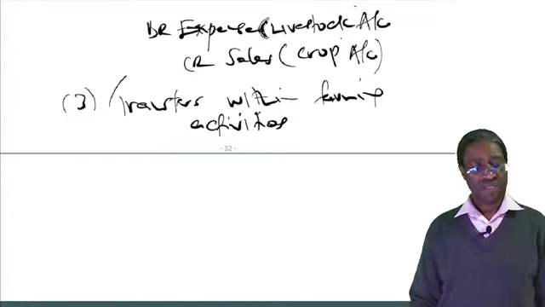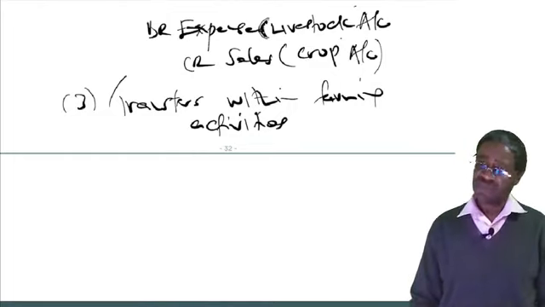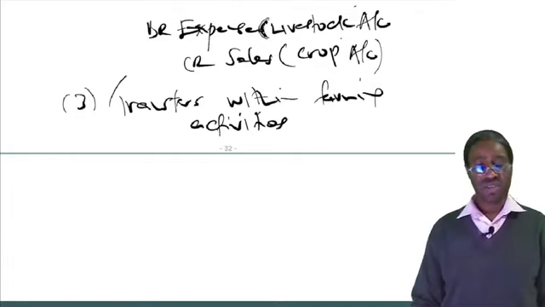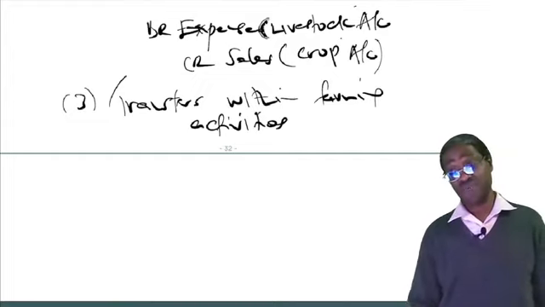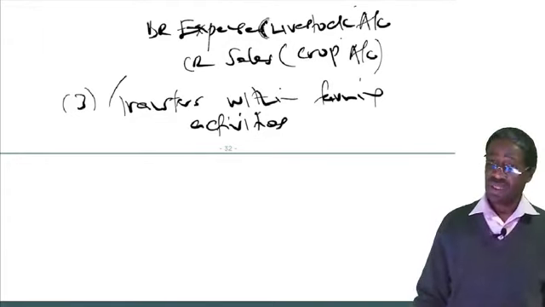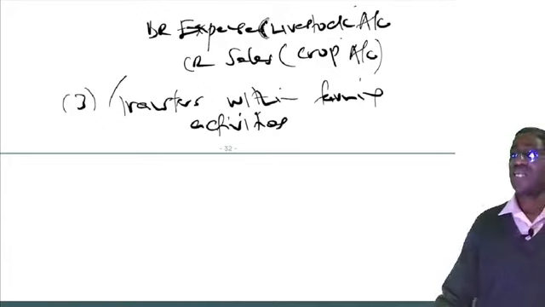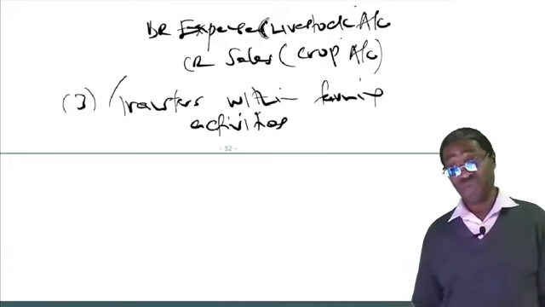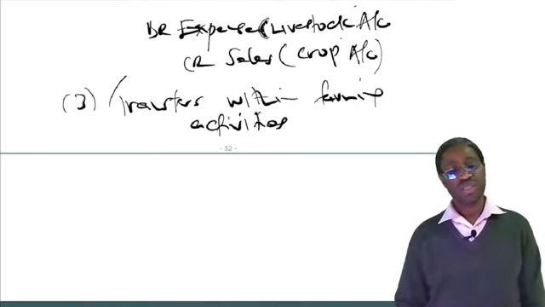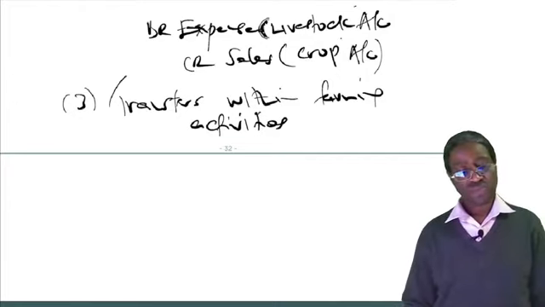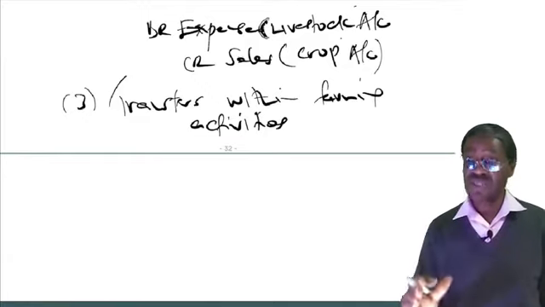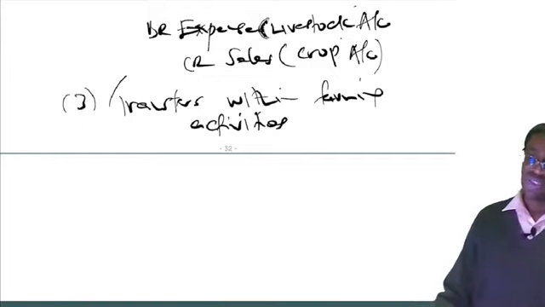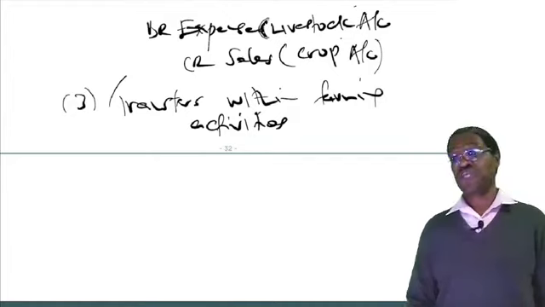So that the output of one farming activity may be used as an input of another farming activity, e.g., crops harvested used as livestock feed.